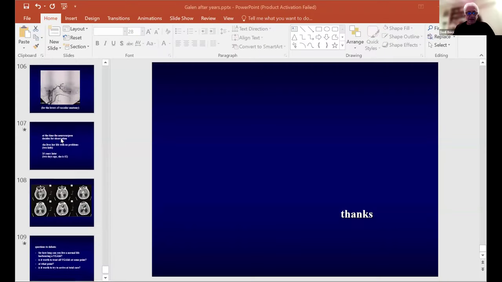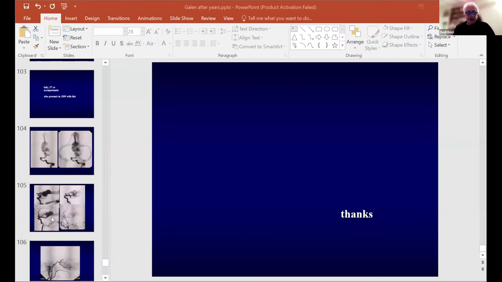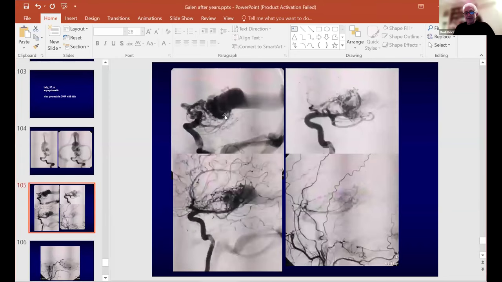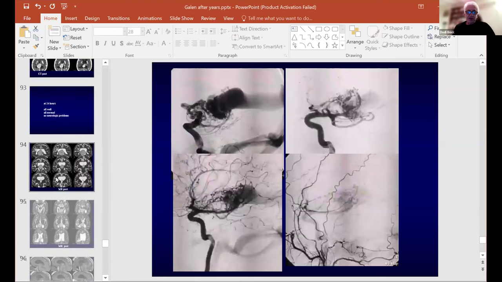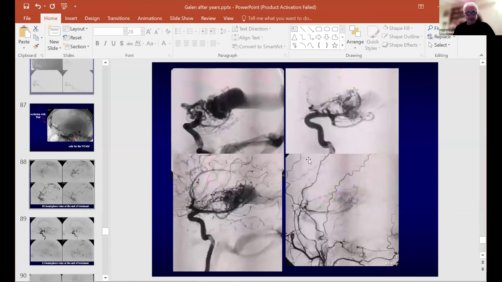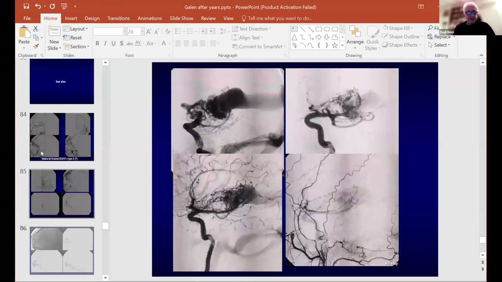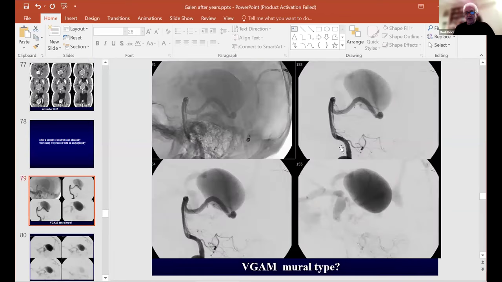These cases, as you have seen, maybe I should take them a bit again. Here you have a typical big pouch with a falcine sinus with all the choroidal arteries going into it. And the meningeal arteries are, let's say, secondary, not the first option. This is the last case I showed you, and this case is the same. I would not consider this a dural AV fistula of the falco-tentorial junction at all.